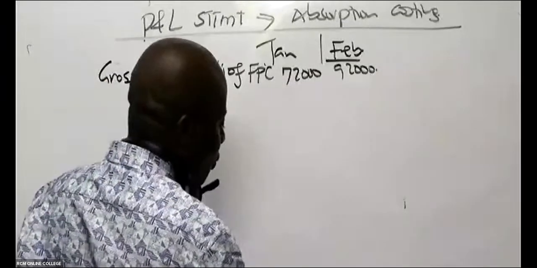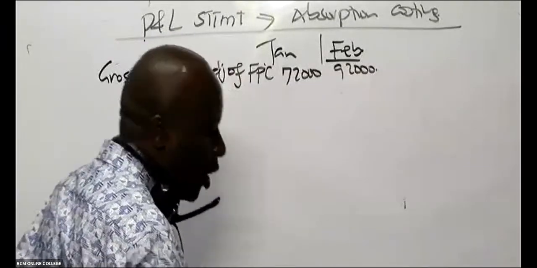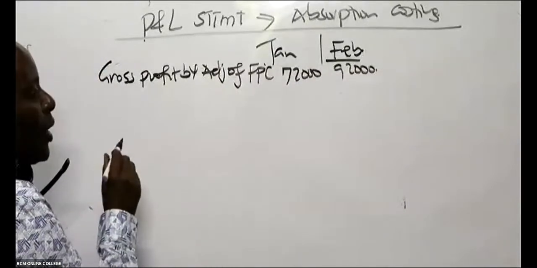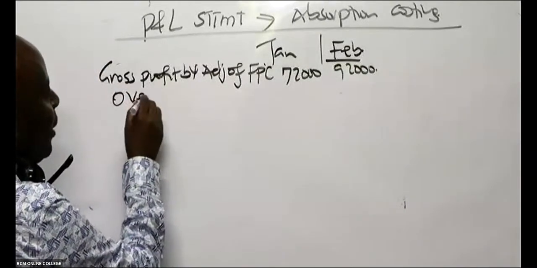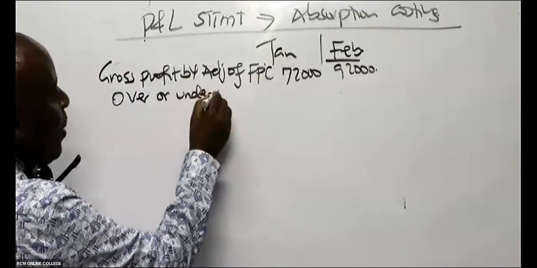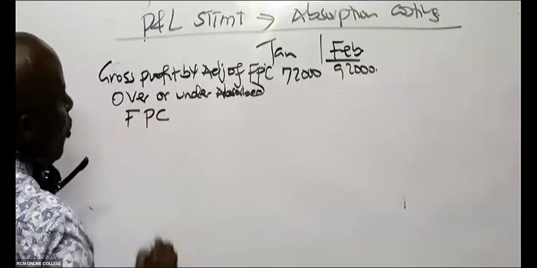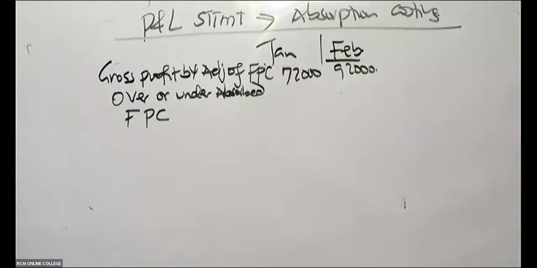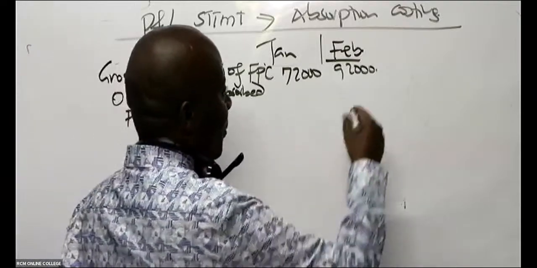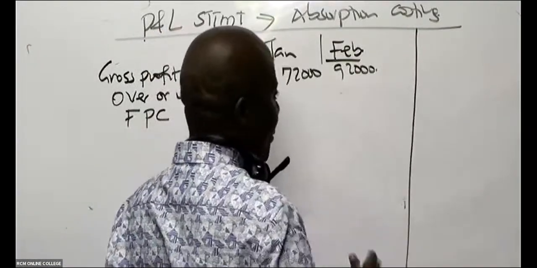Now once you have gotten this gross profit before the adjustments, you need to come and adjust for the fixed cost, where we'll talk over or under absorbed fixed production overheads or fixed production costs. We'll just do a very, very small statement by the side.